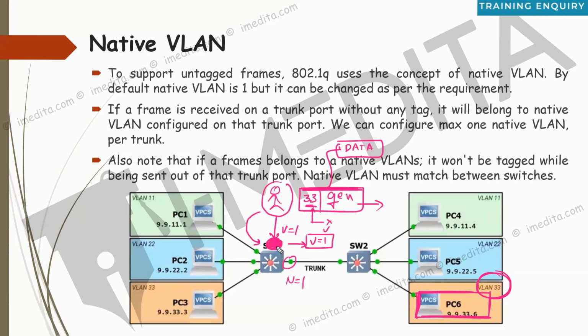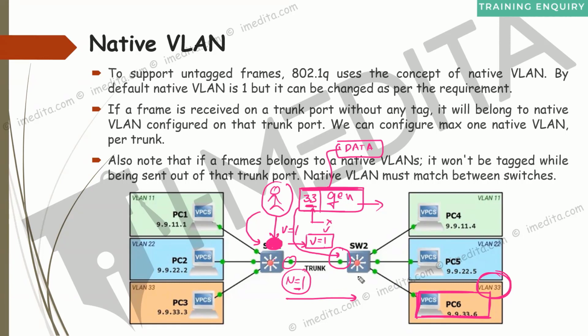So when the data is received onto this particular port and is now being sent out of the trunk link, it will not be tagged because on that trunk link, the same VLAN you have configured as the native VLAN. So you send this data as it is towards the neighboring switch. You did not tag the data with VLAN number 1. Why? Because VLAN number 1 was also configured as native on that switch.